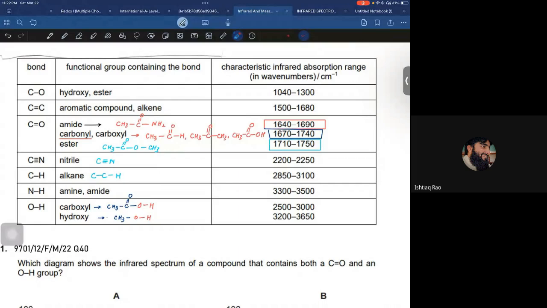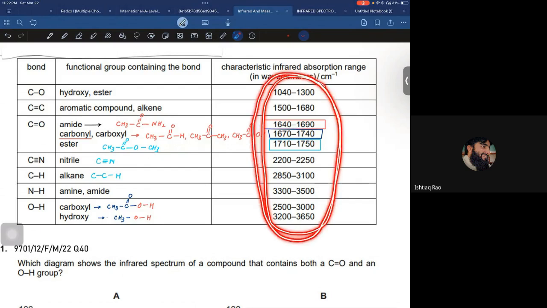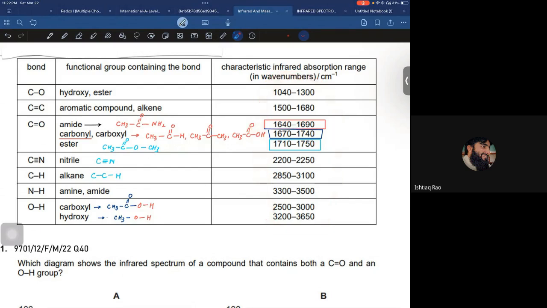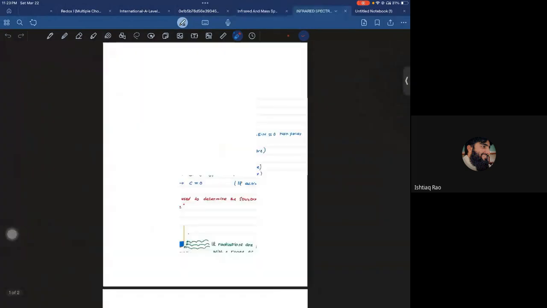And if you notice, you are given ranges. It's not a specific infrared absorption. No, they are going to absorb a range of radiation. You can see the range is from 1040 to 1300. It's a range. It's not a specific number. What's the reason? Let me tell you this.